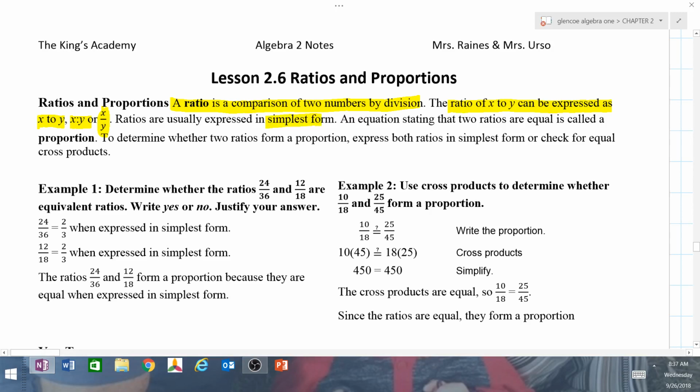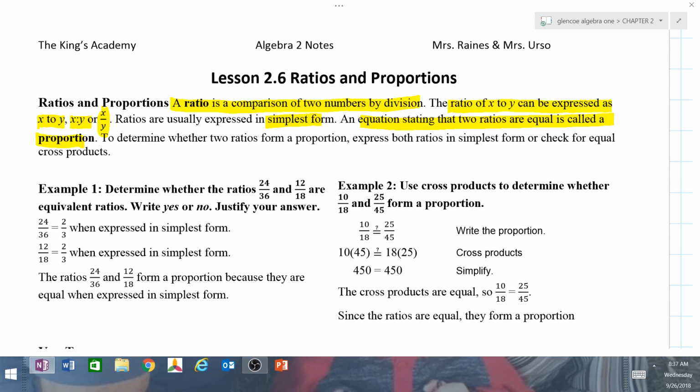An equation that says two ratios are equal is called a proportion. And how we solve proportions, we've talked about that, is we cross multiply.